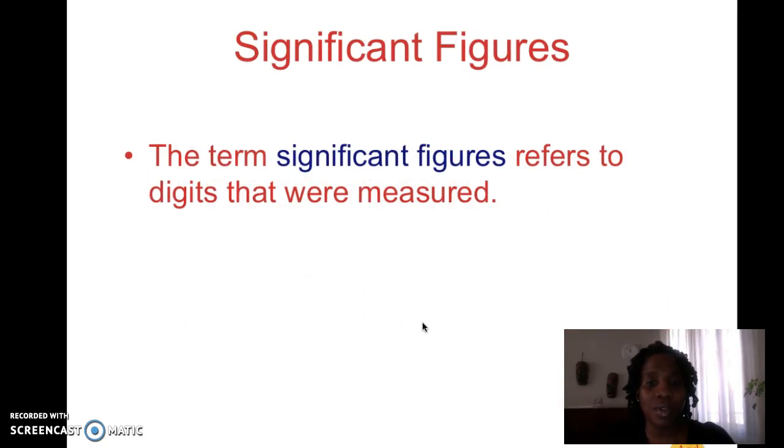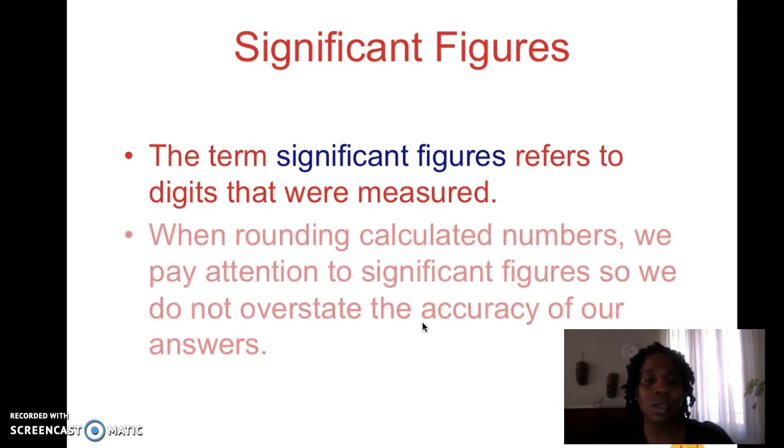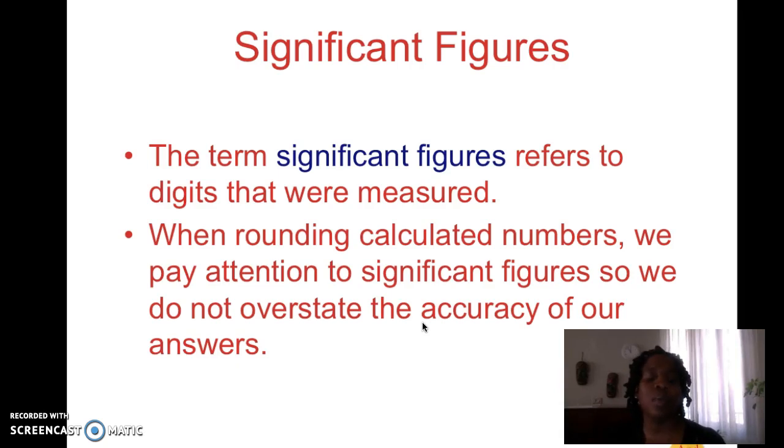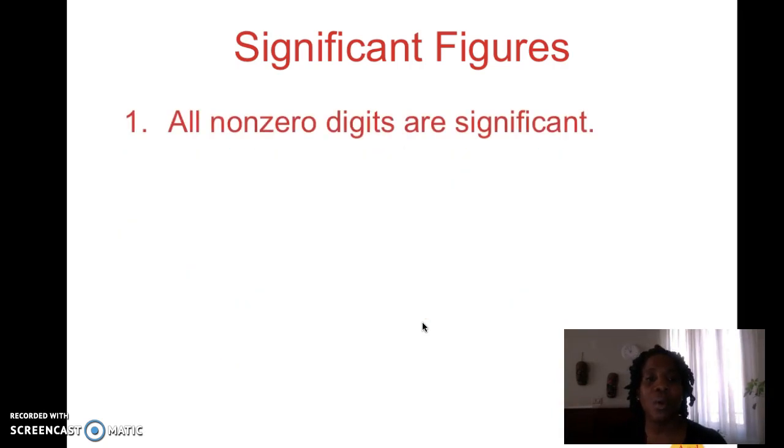So significant figures is a term that we use to refer to the digits of our measurement. We say that all digits are certain except for the last digit, which is estimated. So we always want to round off our calculated answers by paying attention to the significant figures so that we do not make our results appear to be more accurate than the measurement or the equipment that was used in that particular experiment. So you need to be aware of the rules for significant figures.